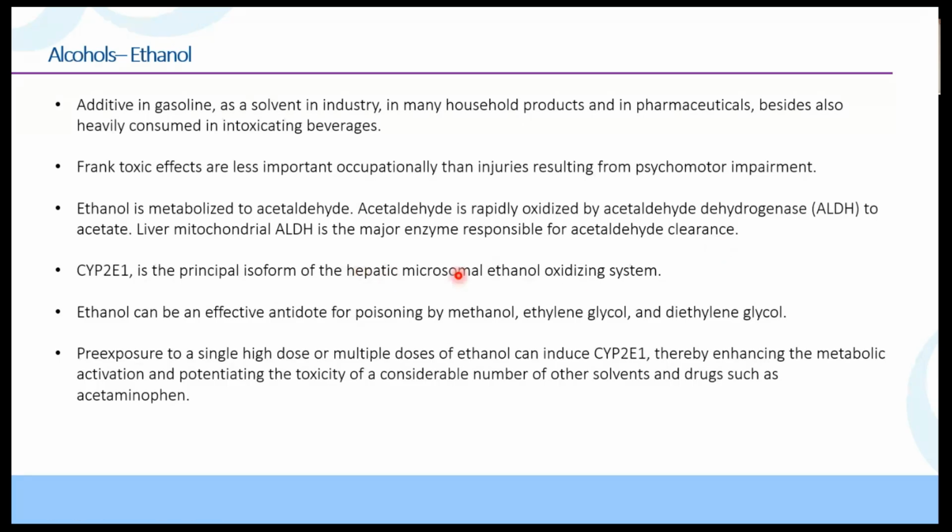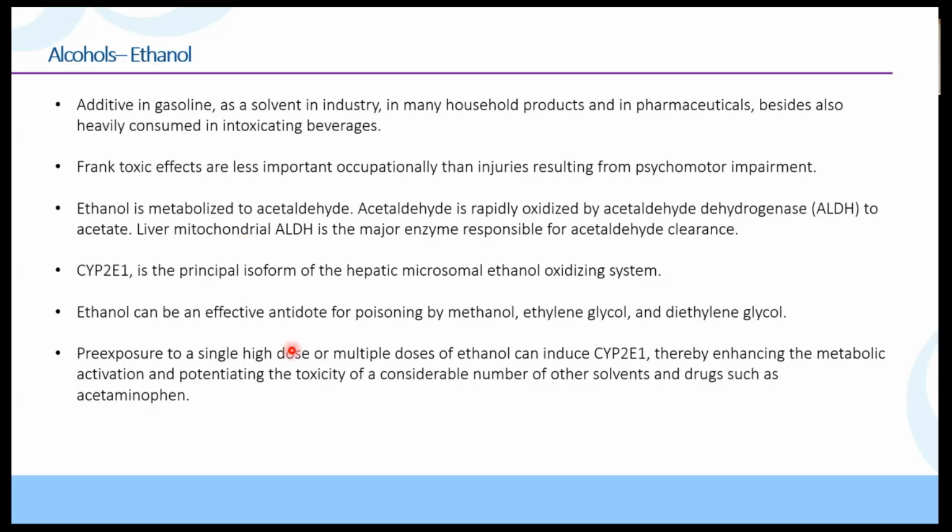CYP2E1 is the principal isoform of the hepatic microsomal ethanol oxidizing system, and ethanol can be an effective antidote for poisoning by methanol, ethylene glycol, and diethylene glycol. Pre-exposure to a single high dose or multiple doses of ethanol can induce CYP2E1, thereby enhancing the metabolic activation and potentiating the toxicity of a considerable number of other solvents and drugs such as acetaminophen.